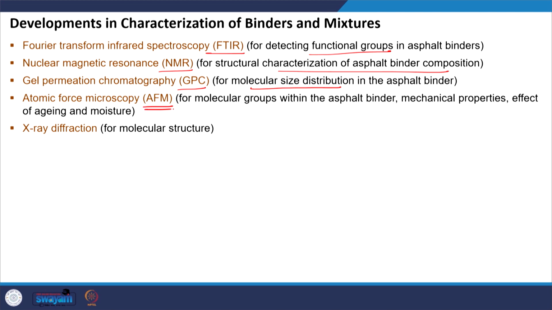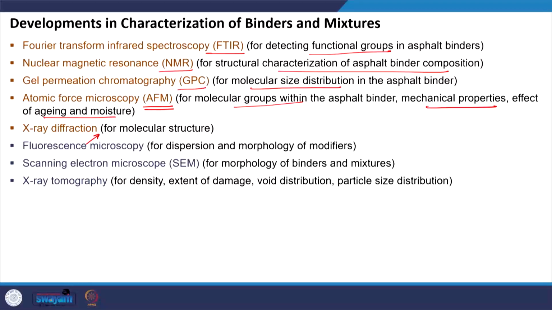AFM has been used, which is a technique that tells us about the surface property of the material at a microscopic level, using which we can identify the presence of different molecular groups within the asphalt binder. We can study the mechanical properties and also the effect of aging and moisture. X-ray diffraction techniques have been used to study the molecular structure of the bitumen. Then we have optical-based methods. For example, fluorescence microscopy has been used for dispersion and morphology of modifiers, an image I already showed you in the beginning of this presentation.